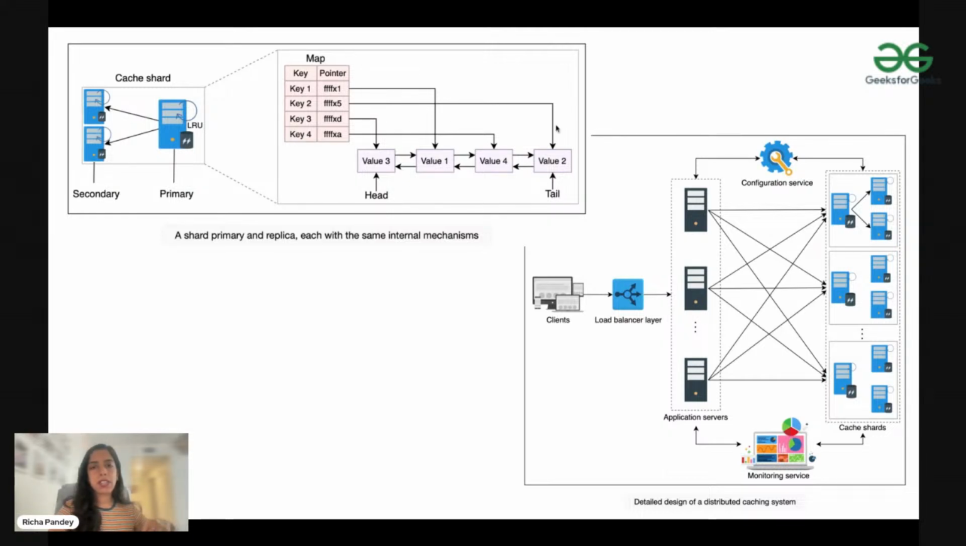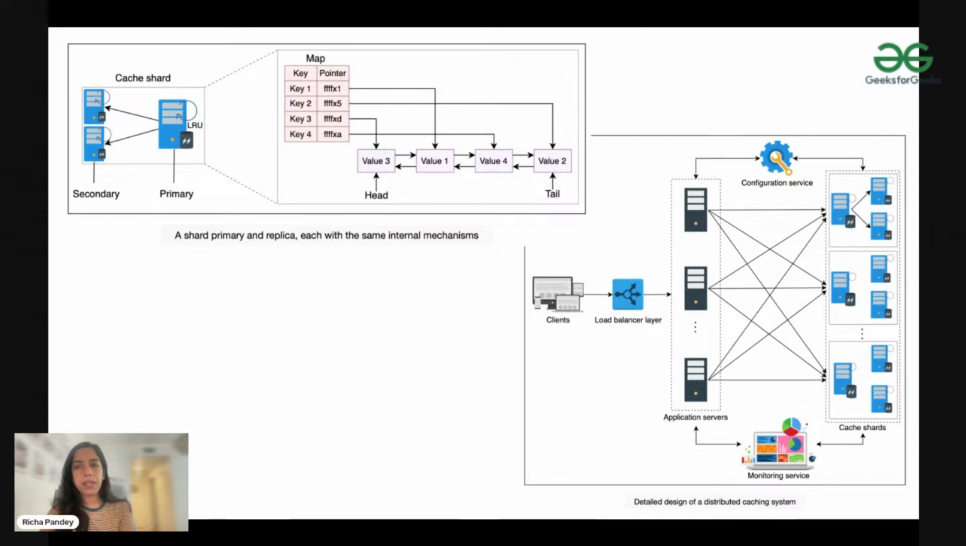Now let's say we are using value 2. We go to the address of value 2, we fetch the value. At the same time, we cut this linked list here and we move value 2 first. That will mean that value 2 is used least recently. No, sorry, value 2 is used most recently and it's no longer least recently used. So that's the point of the linked list. This is what is inside just one cache.